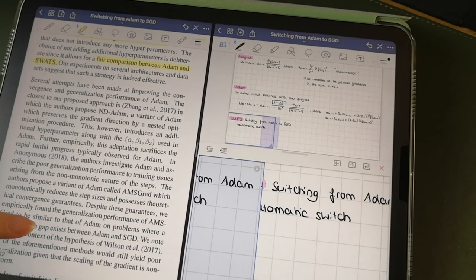Several attempts have been made at improving the convergence and generalization performance of Adam. Closest to our proposed approach is Zhang et al. 2017, in which the authors propose ND-Adam, a variant of Adam which preserves the gradient direction by a nested optimization procedure. This, however, introduces an additional hyperparameter along with the alpha, beta 1, beta 2 used in Adam. Further, empirically, this adaptation sacrifices the rapid initial progress typically observed for Adam.